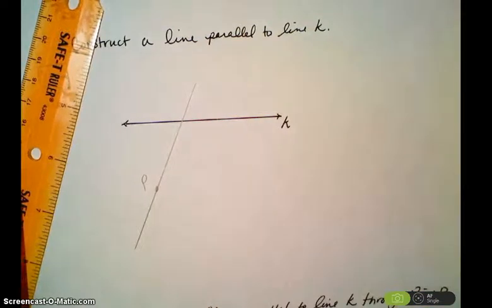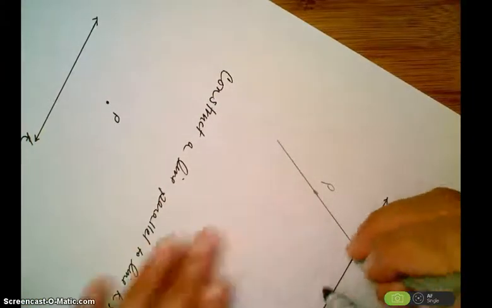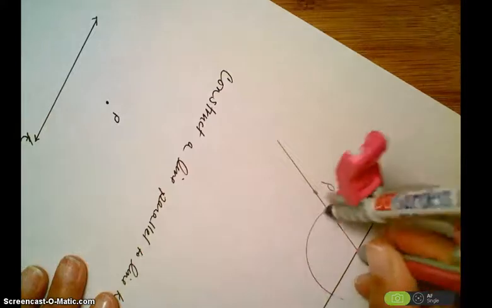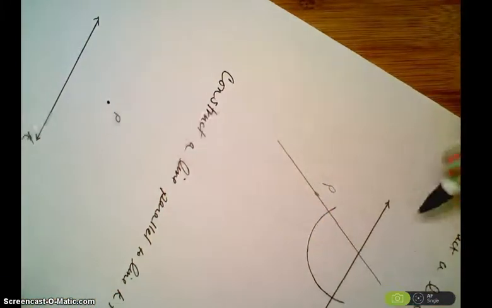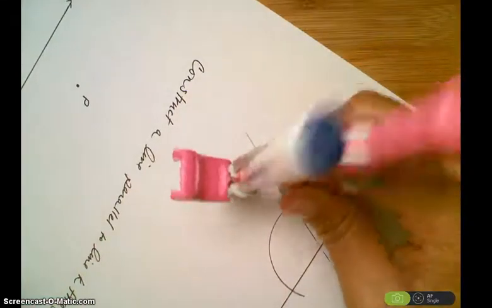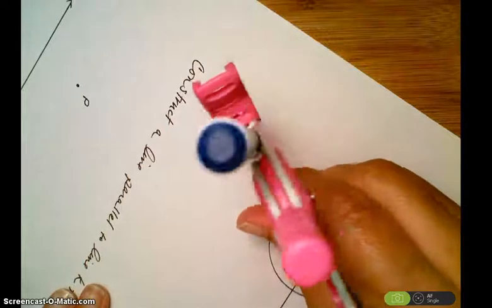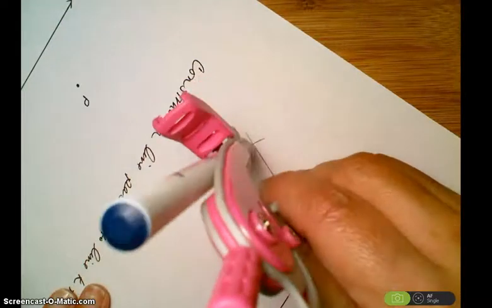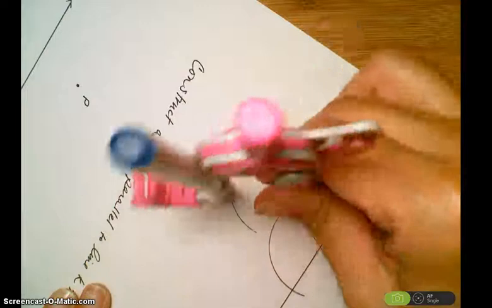So in order to duplicate the angle, we are going to turn my paper, since I did it in this direction. I'm going to go ahead and make an arc that crosses it. Now my new angle is going to happen at point P. So I set my compass to the same arc length, and I make an arc that crosses the side of my transversal and continues down.